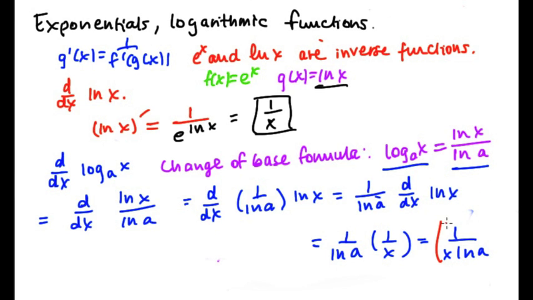So those are the two main things that we figured out in this video. And don't forget that the derivative of e to the x is e to the x, and the derivative of a to the x is a to the x times ln of a. And that's basically it.